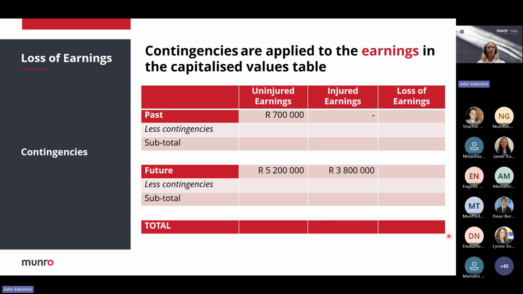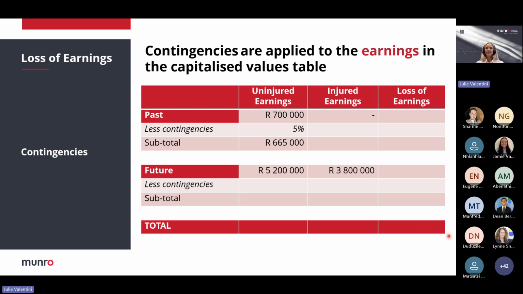Okay, so I wanted to show you how contingencies are then affecting the loss table. So I've got the same numbers that I had previously. I've just added in lines now for the contingencies. And if we applied standard contingencies, then we would apply 5% to the past uninjured. And the way that that is applied is we actually say, what is 5% of 700,000, and we deduct it from the 700,000, which leaves you with that value.